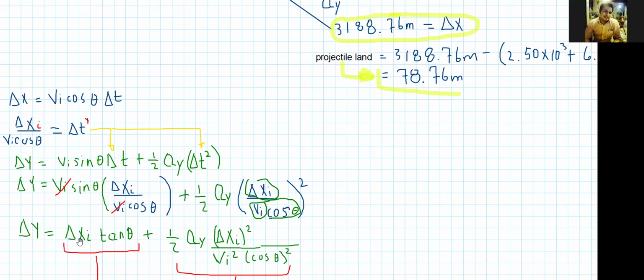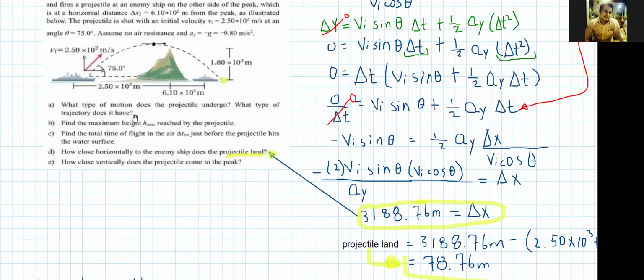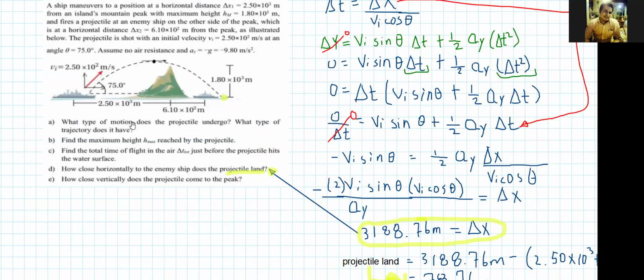The initial horizontal displacement, sine over cosine is a tangent. And now in the other part, I told you that you have the initial horizontal displacement to the second power, initial velocity to the second power, and cosine to the second power. So with your calculator, you need to substitute there. Remember that this is initial, and this is the vertical.